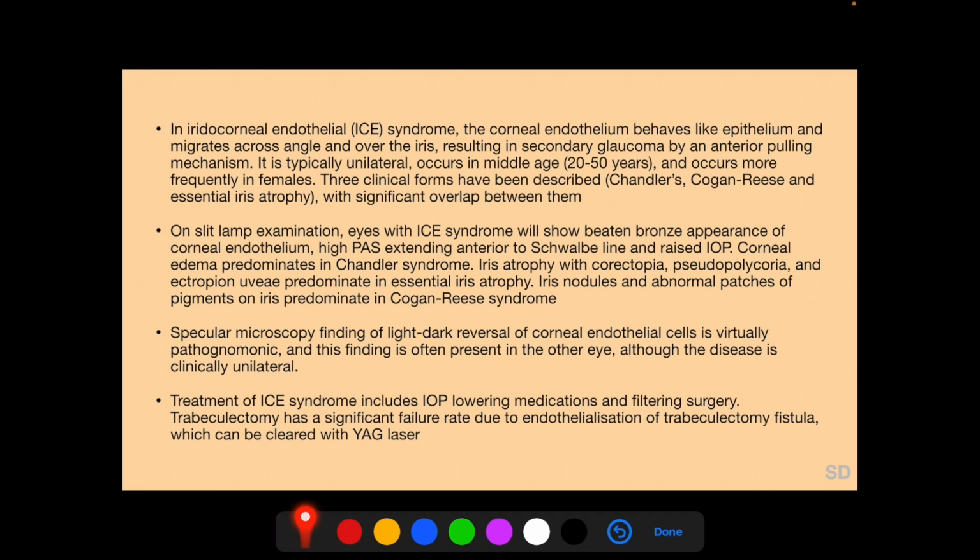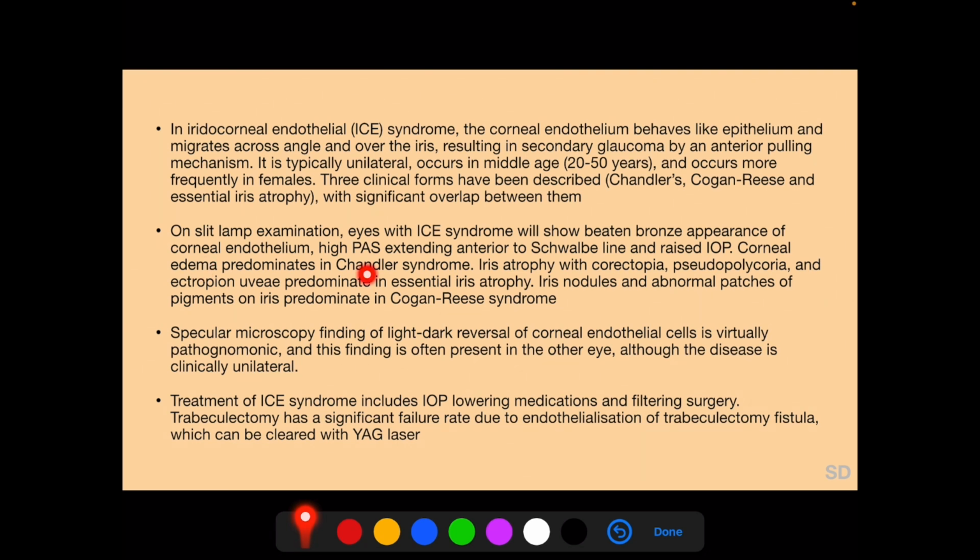In irido-corneal endothelial syndrome or ICE syndrome, the corneal endothelium behaves like epithelium and migrates across the anterior chamber angle and over the iris, resulting in secondary glaucoma by an anterior pulling mechanism. It is typically unilateral with onset in middle age between 20 to 50 years and occurs more frequently in females. Three clinical forms have been described with significant clinical overlap between them. On slit lamp examination, eyes with ICE syndrome will show beaten bronze appearance of corneal endothelium, high PAS extending anterior to the Schwalbe's line, and raised intraocular pressure.